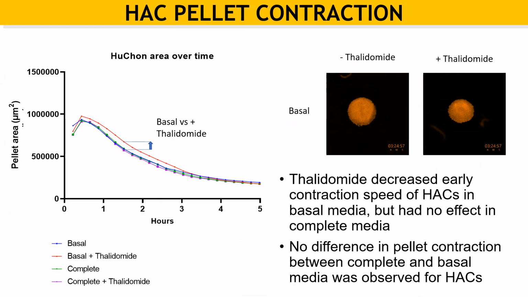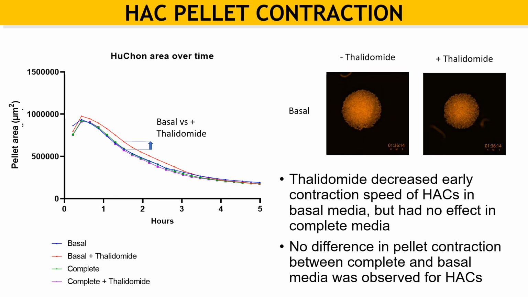The largest difference in pellet size for HACs also occurred at 96 minutes, with thalidomide decreasing contraction speed in basal media. Thalidomide had no effect on contraction in complete media, nor were there any differences in pellet contraction between basal media and complete.